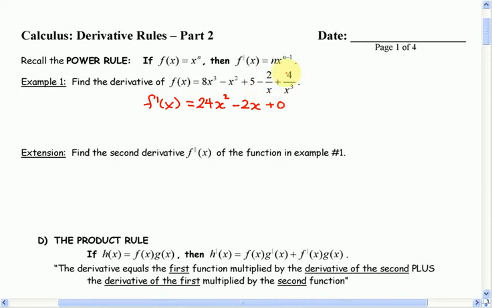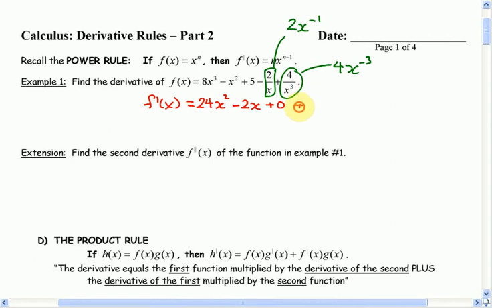And these things look kind of weird. So a lot of times what I like to do is rewrite them as powers of x, first of all. So I would rewrite them as negative exponents. And then when you write it in that negative exponent form, it's a lot easier to find the derivative.